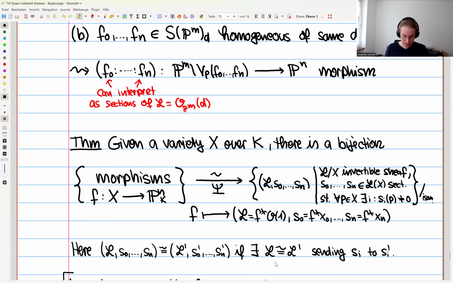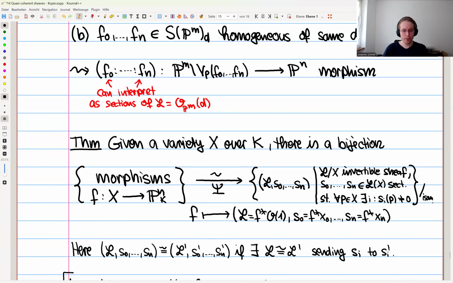And just to say, what do we mean by isomorphism here? Well, two such pairs are isomorphic if there actually exists an isomorphism of these sheaves, sending the si to the si prime. That's the full statement. So this shows you that understanding morphisms to projective space is very much related to understanding line bundles on your space and the sections of these line bundles.